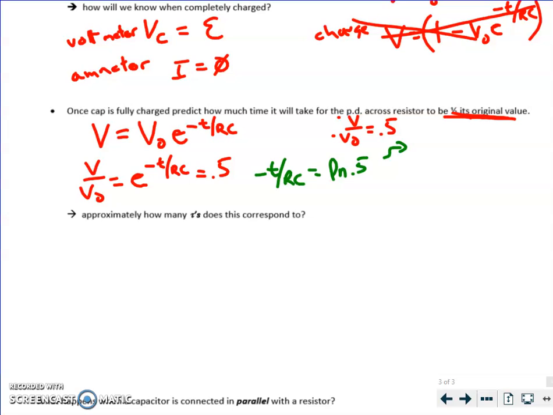So I would say negative natural log of 0.5. That's important because the natural log of 0.5 is going to be a negative number, and negative and negative is going to be a positive, which I need in order to get a time. I can't have a negative time.